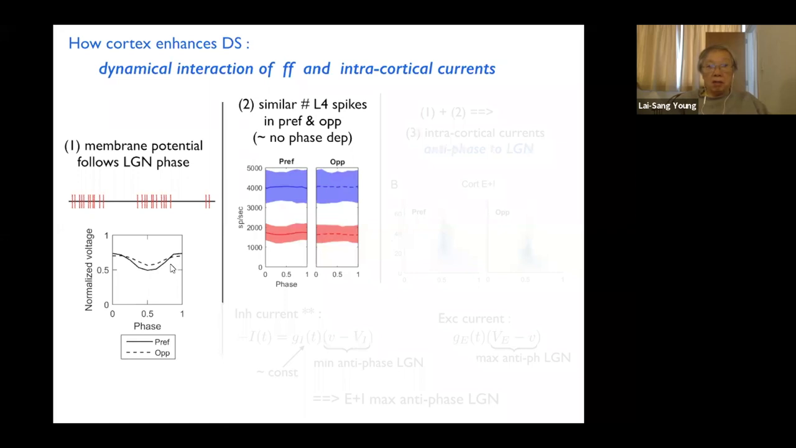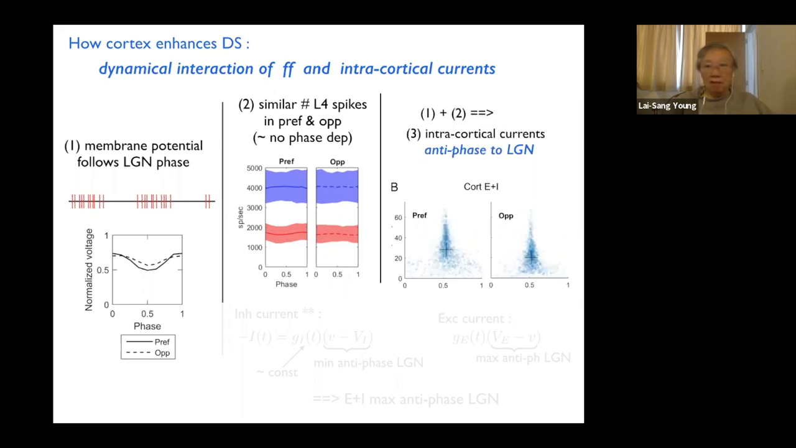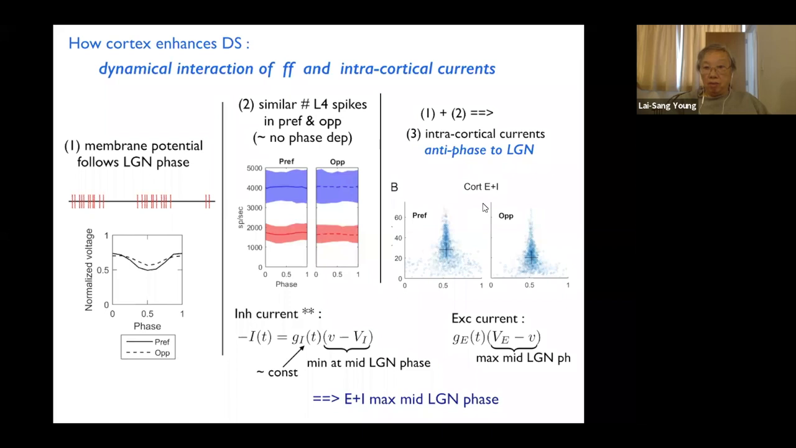The second point is that if you look at the spikes that come in, they don't have much of a spatial preference. They look kind of like this. The spikes come in completely evenly, regardless of the phase. Okay, consistent with what I told you, that the phases are randomly distributed. But I claim that one and two together implies that the intracortical currents are antiphase to LGN. And here's a proof of that.